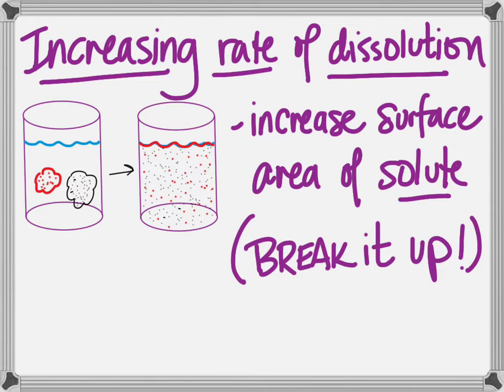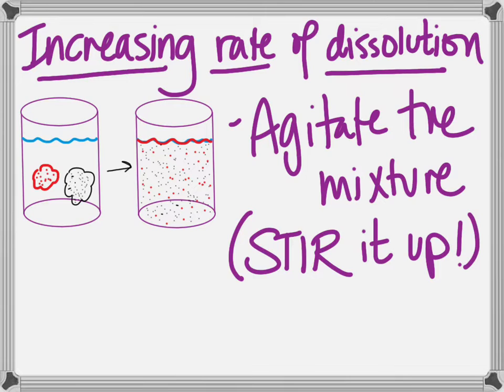Well, what else could we do? We can agitate the mixture, in other words, stir it. Again, this just works to increase the number of collisions that occur between the solute and the solvent. That's not so hard. Well, what's our last option?